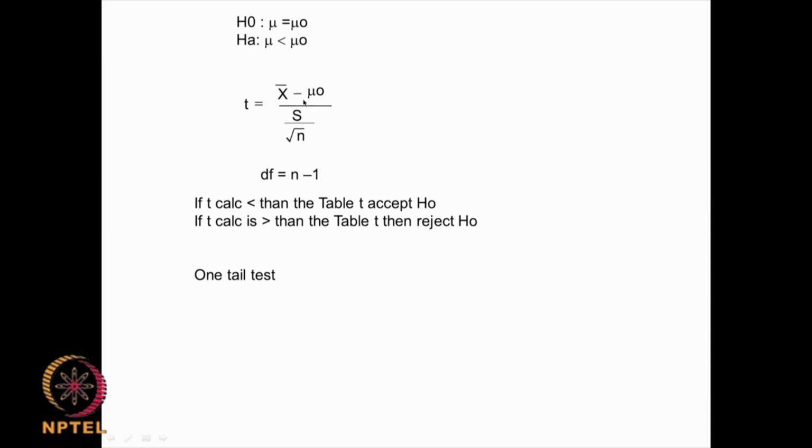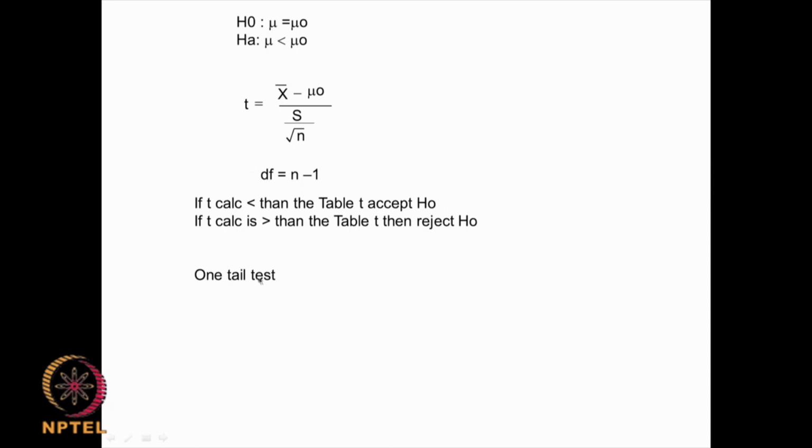This s over square root of n is called the standard error, mu naught is the population mean, and x bar is the sample mean. Degrees of freedom will be n minus 1. We calculate the t and then we compare it with the table t. If the t calculated is less than the table t, we accept H naught. If the t calculated is greater than the table t, we reject the H naught.